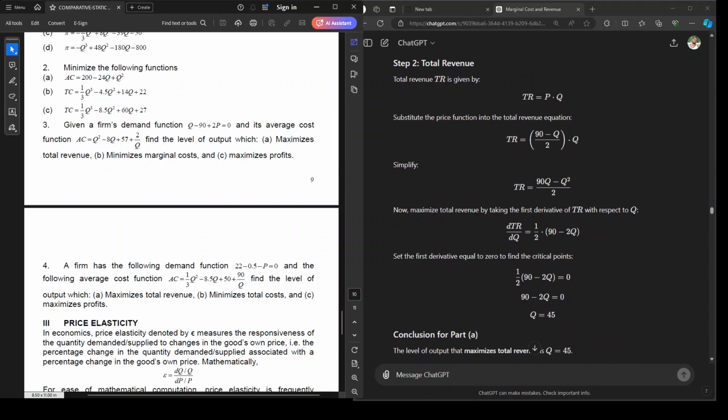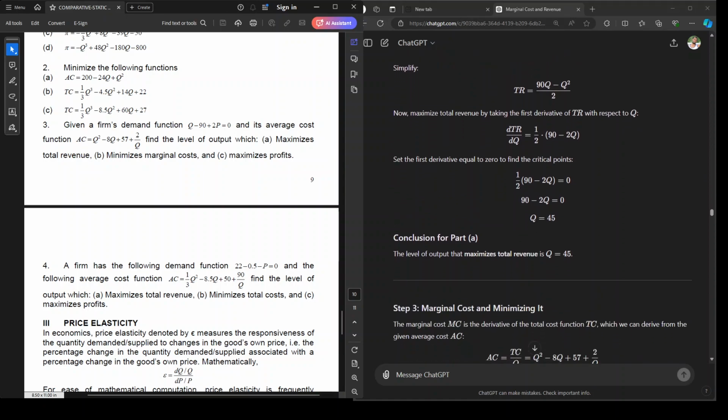So that means we get a half times 90 minus 2q. Equate this to 0. So when you equate this to 0, q becomes 45. So the level of output that maximizes revenue, q is at 45.